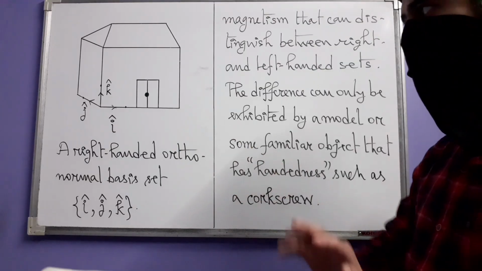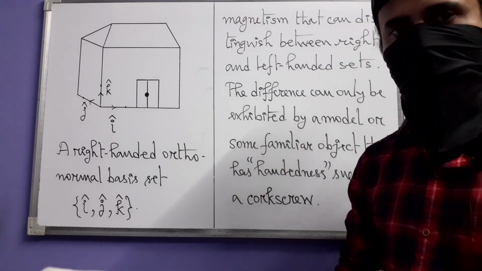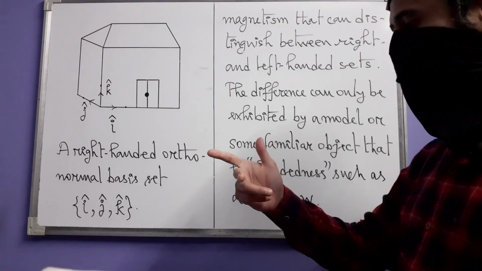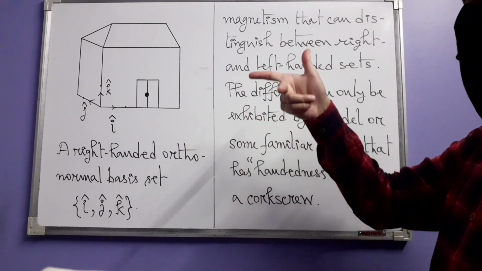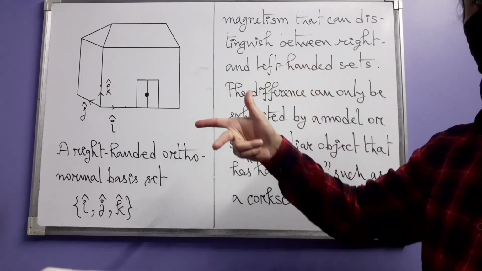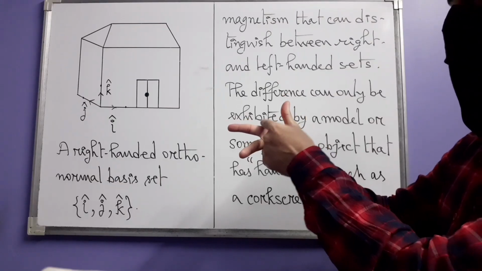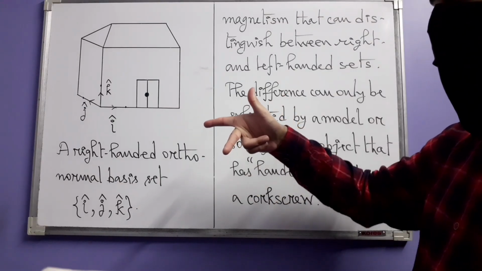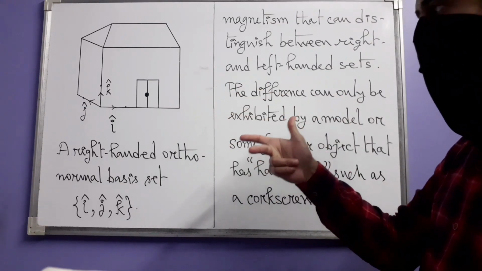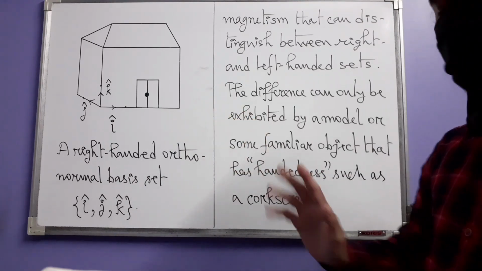There is another way of recognizing a right-handed basis set. You can point your right hand fingers like this, thumb, index finger and middle finger, so that they are mutually perpendicular. And I want you to do this.